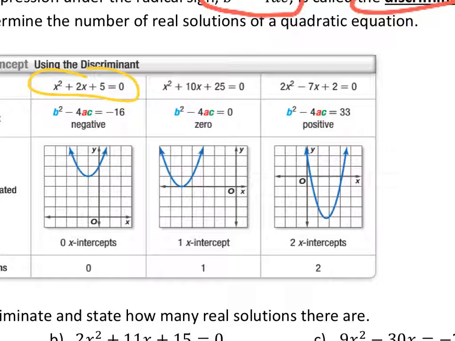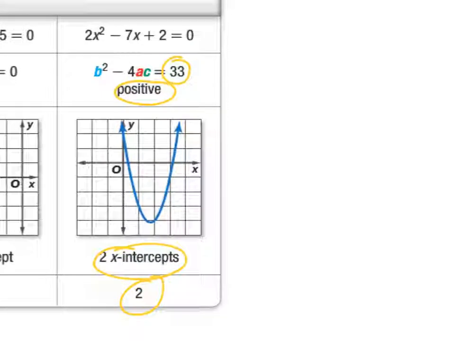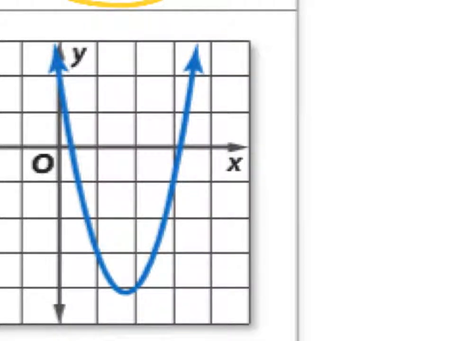Okay, next piece. We have A is 2, B is negative 7, and C is positive 2. We plug those in, we're going to get 33. 33 is a nice number. It's positive, it's not a decimal, it's a beautiful number. If we have a nice positive number, we're going to get 2 x-intercepts, or 2 roots. And again, the roots are where our parabola intersects the x-axis. So we're going to get 2 roots.